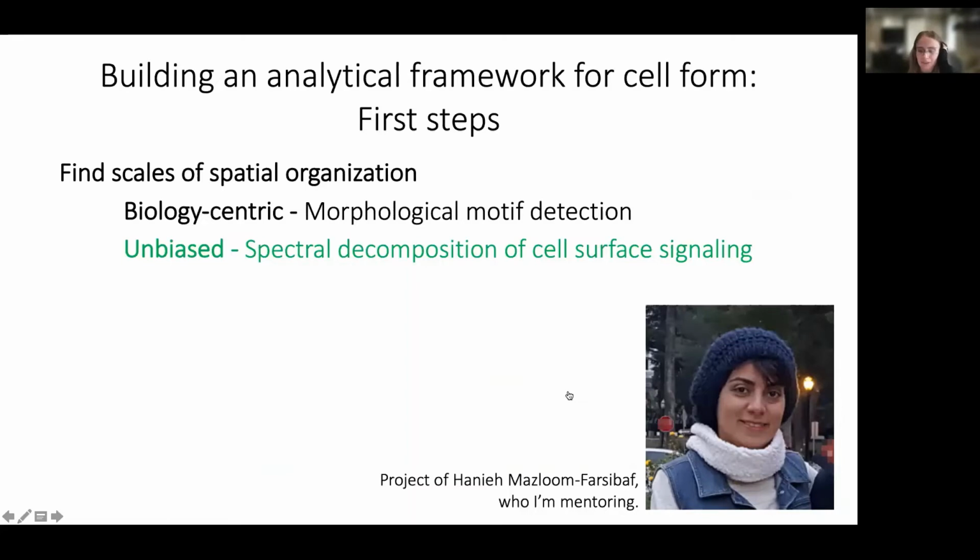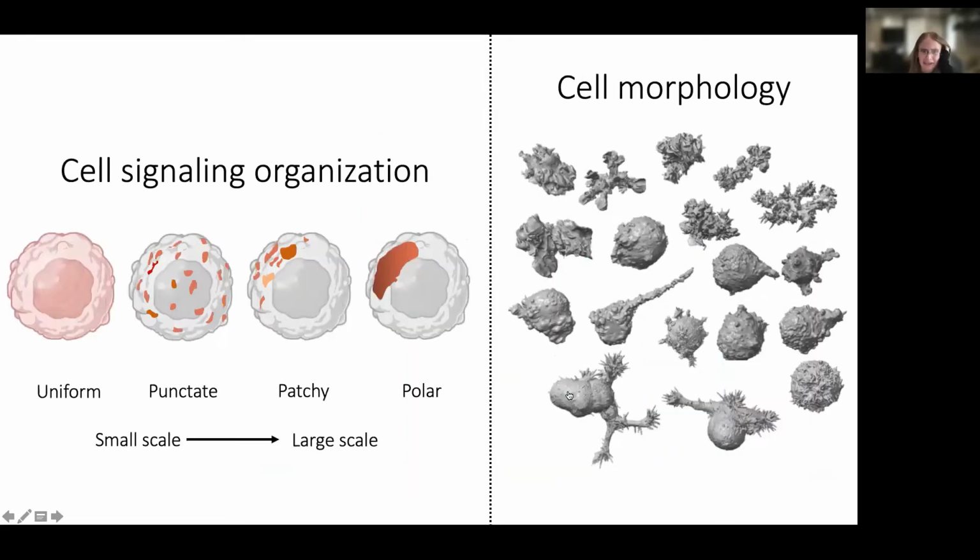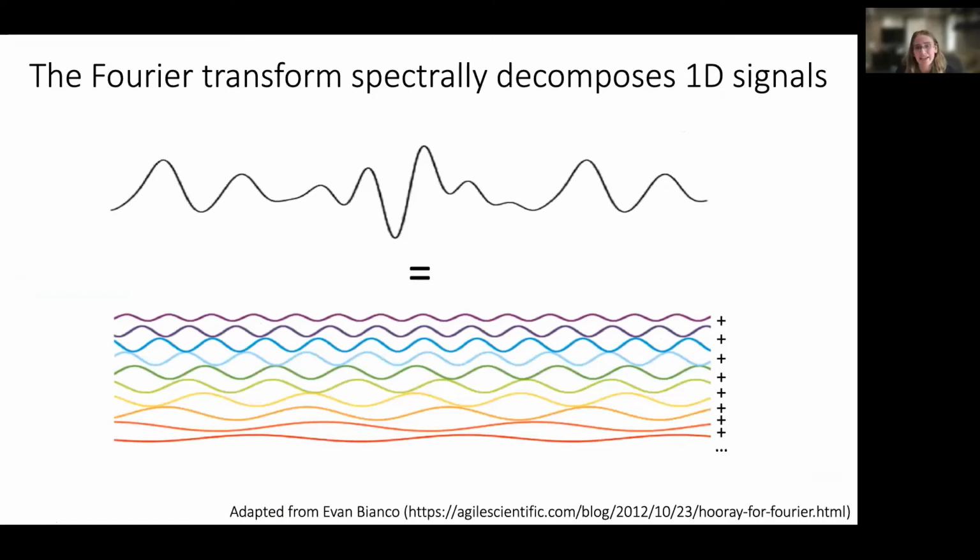So basically the problem we have is that cell signaling could be organized in many different ways on the cell surface. It could be uniform or punctate or patchy or polar, but the cell surface itself has widely different morphologies, right? So how do we compare signaling across morphologies, given that the morphologies are different? And again, we can't easily do things like measure distance, so it's hard to come to grips with how we compare signaling. Although we can't measure distance, we can transform into a spectral space, right?